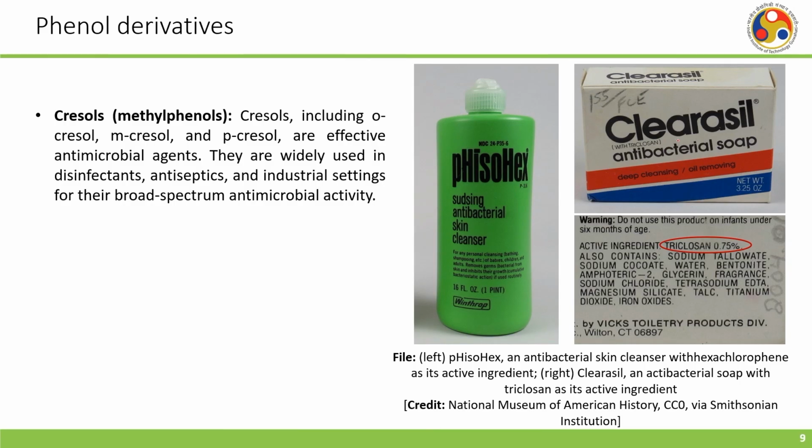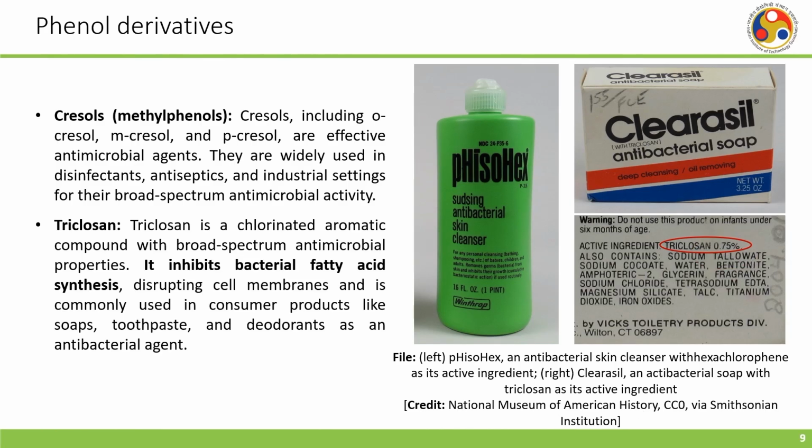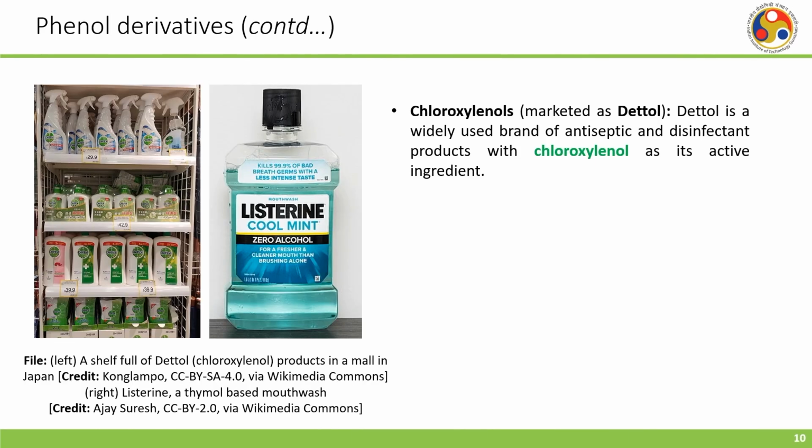So, this is for example a formulation with triclosan, at roughly around 0.75%. Then this triclosan, as we are discussing, is a chlorinated aromatic compound with broad spectrum antimicrobial properties. It inhibits bacterial fatty acid synthesis, disrupting cell membranes, and is commonly used in consumer products like soaps, toothpastes and deodorants as an antibacterial agent.